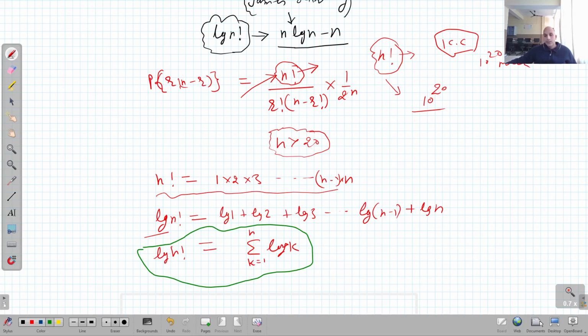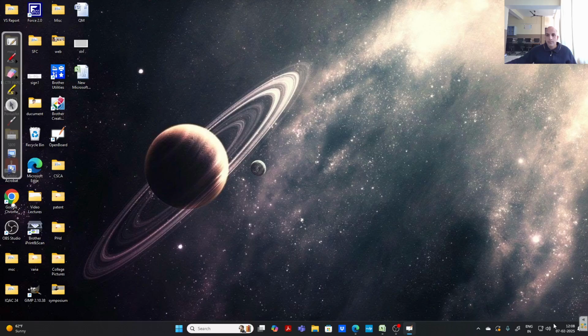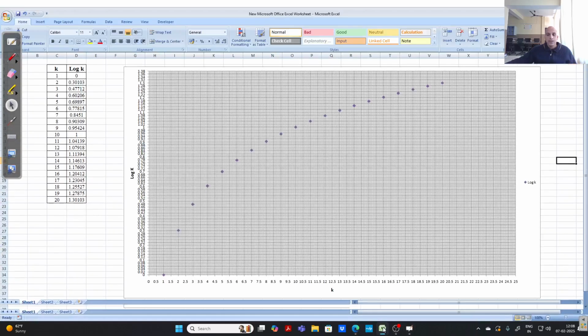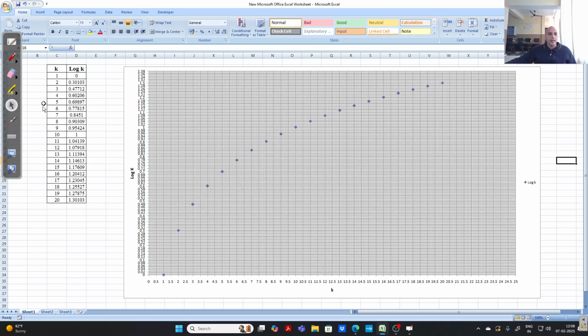To understand this, let's take an Excel sheet where I have done it. So this is the Excel table. Here I have taken the value of k as 1, 2, 3, 4, and so on up to 20. Then I have calculated the value of log k. Then I have plotted a graph between k versus log k. You can see various points: when k is equal to 1, log 1 is 0. So these are the different points, with the values at 2, 3, and so on. So this is the graph you can see here.